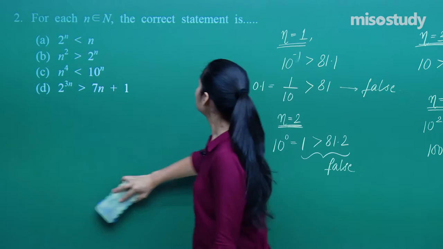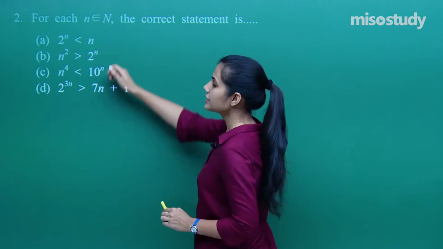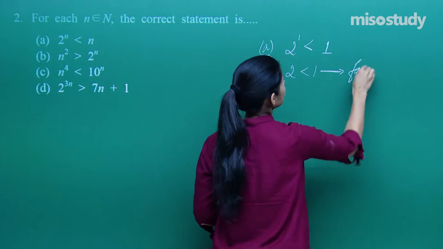Next question says that for each n in N, the correct statement is what? Whenever the question is talking about for each n in N, begin with n equals 1 for sure. For n equals 1, let's see which statements are correct. If I talk about the first statement, for n equals 1, 2 to the power 1 is less than 1. That is, 2 is less than 1. Very clearly, it's false. So forget about it being true for every n in N if it is not even true for n equals 1.